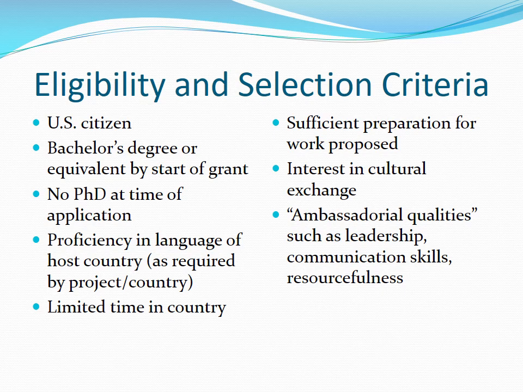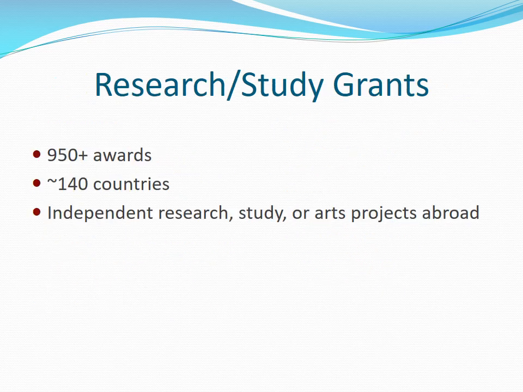So there are really two major types of Fulbright grants. The first group is the research study grants. These are currently being offered in over 140 countries. There's over 950 of these awards right now.